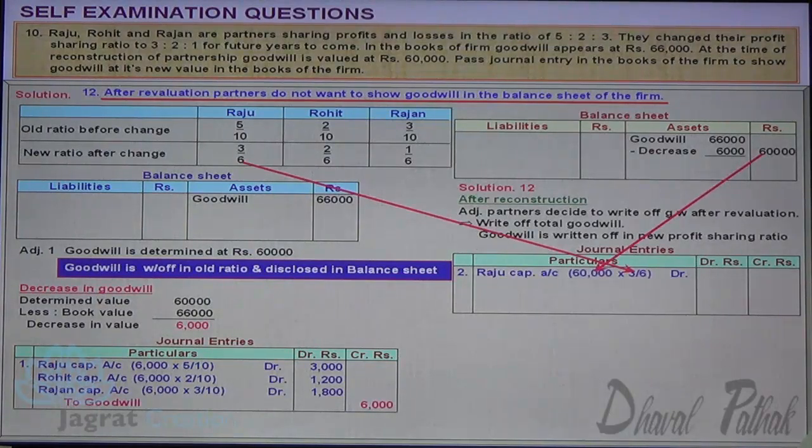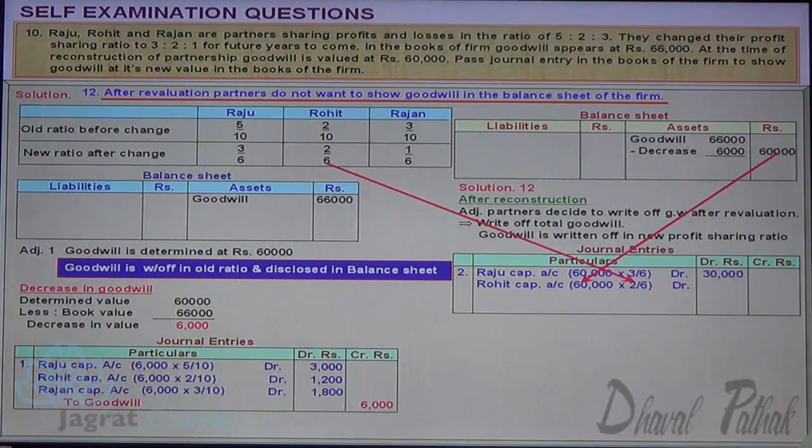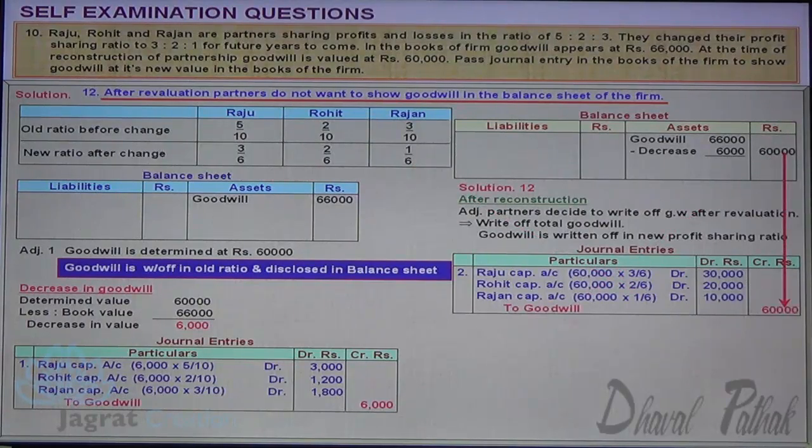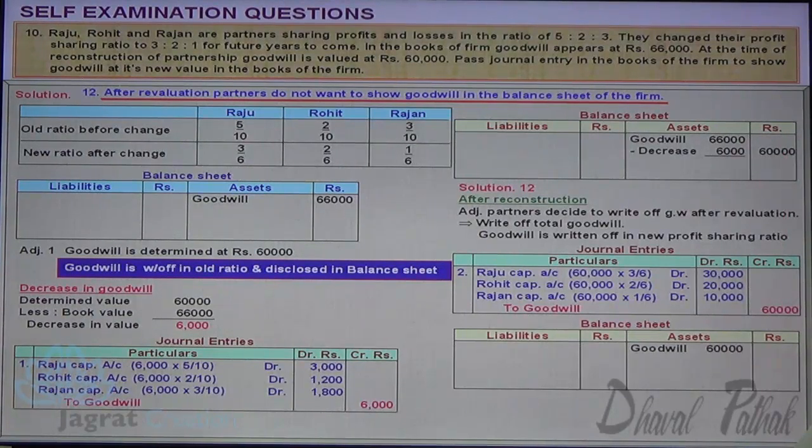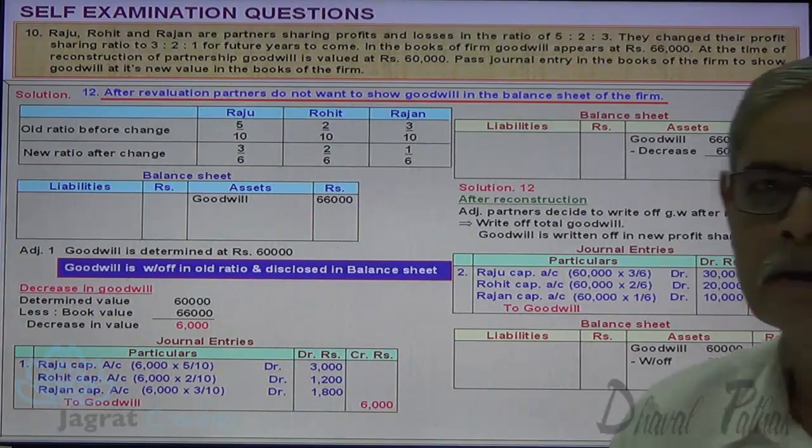Raju's capital account debit, 60,000 into 3 by 6. Rohit capital account debit, 60,000 into 2 by 6. Rajan's capital account debit, 60,000 into 1 by 6. To goodwill account credit, 60,000. Now, how will the goodwill be reported in the balance sheet after this being written off? Observe it. It was 60,000 in the book. We write off 60,000. Value of goodwill is now 0. So goodwill won't appear in the balance sheet, being written off.